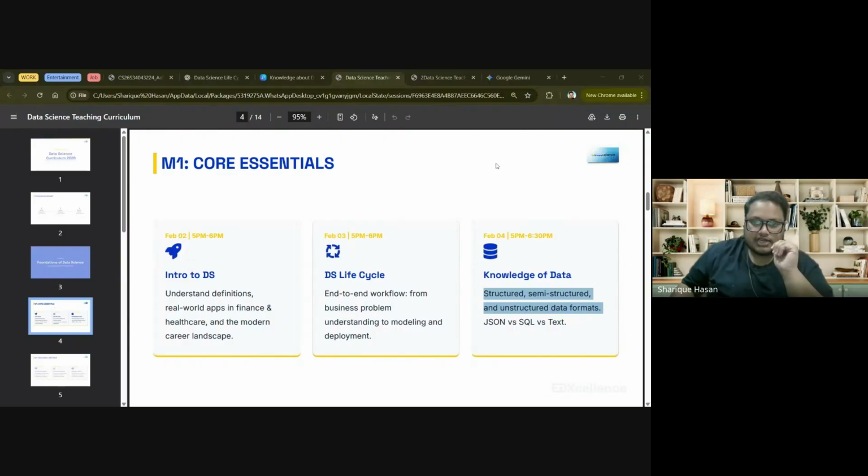This is the first three classes. Yesterday was the introduction of data science. Today was the life cycle of data science. Tomorrow will be the knowledge about data science. This is really important: knowledge about data, semi-structured and structured data. Please attend this class.